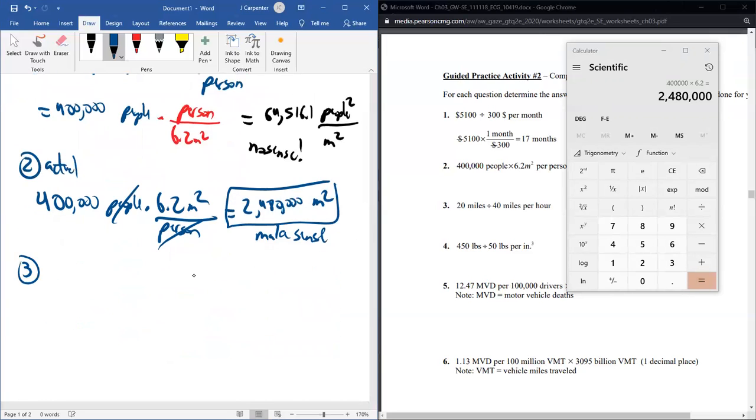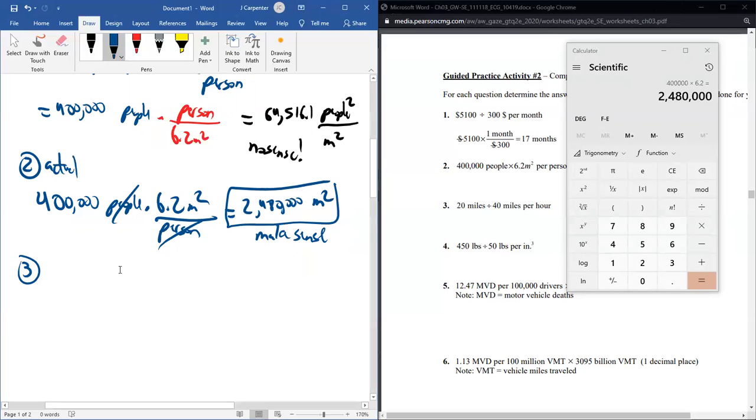So number 3. All right, we got 20 miles and 40 miles per hour. So again, this word problem that might relate to it is you're in a car going 40 miles per hour and you've got to cover 20 miles. How long is it going to take you? Maybe that's the problem. So again, you have a car and you're going 40 miles per hour on average, and you've got 20 miles to cover. How long will it take you to make that drive?